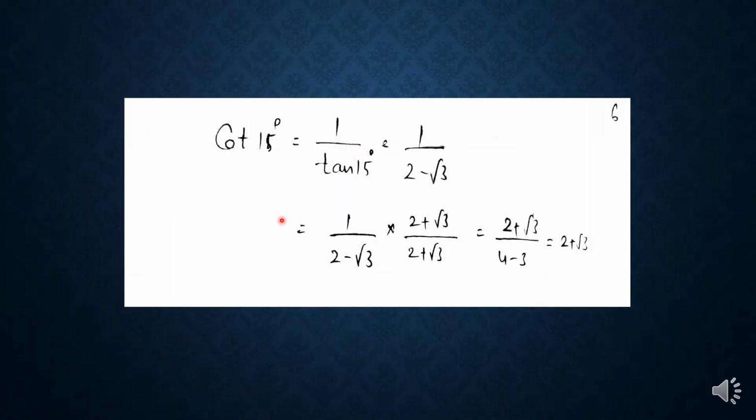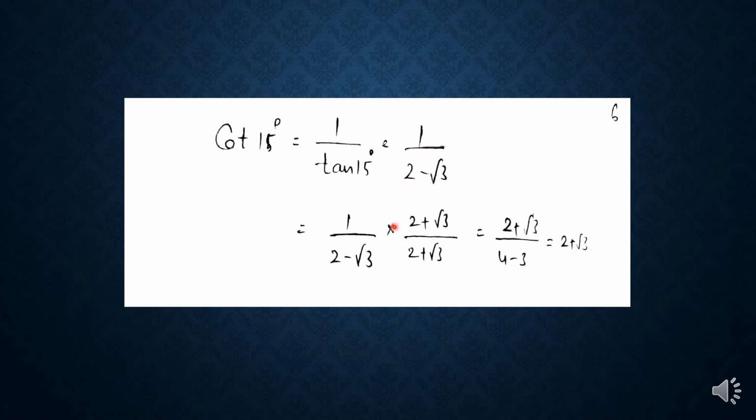Now to find cot 15 degrees, we can use the formula by using cot of a minus b, by writing cot of 45 minus 30 degrees, which is equal to cot of a minus b is cot a cot b plus 1 by cot b minus cot a. Or, as we already know the value of tan 15 degrees, by using that, cot theta is equal to 1 by tan theta. So that is equal to 1 by tan 15 degrees. So we know that tan 15 degrees is 2 minus root 3. So that is equal to 1 by 2 minus root 3.